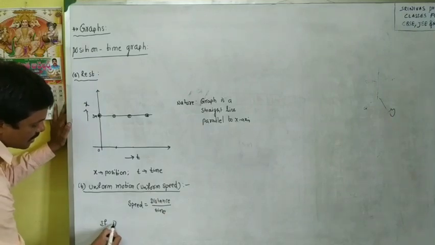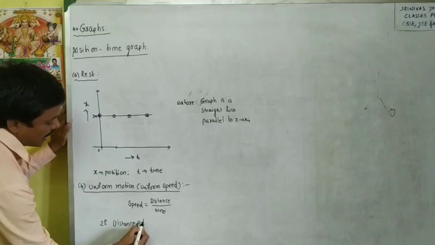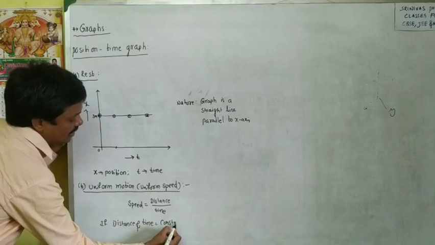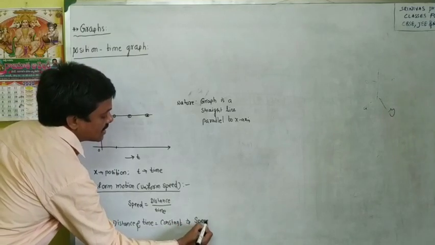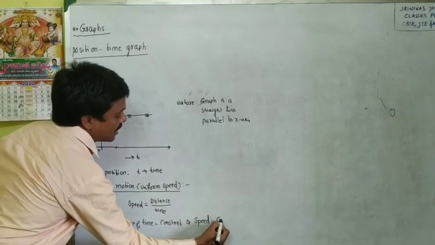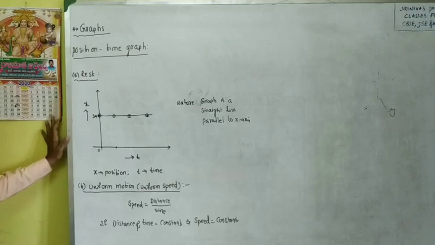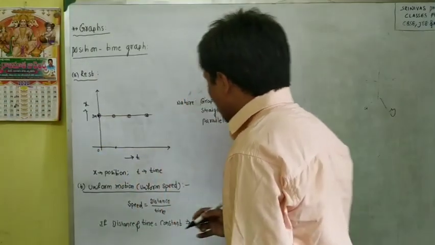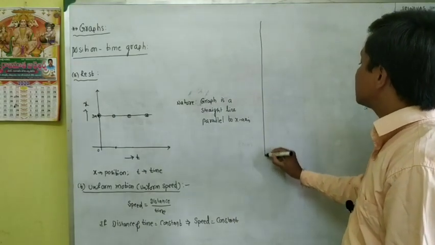If distance and time are constant, then speed is also constant. If speed is constant, then we say that the object is in uniform motion, or uniform speed. Then for that, what do we have to do? The object should travel equal distances in equal intervals of time.